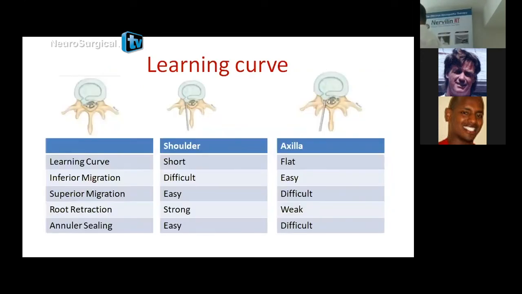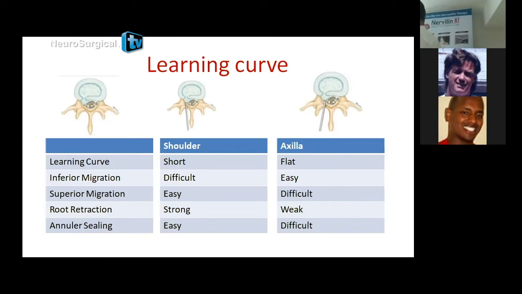Learning curve is short for shoulder. For axilla, it is flat. Inferior migration is difficult in shoulder, but easier in axilla. You can imagine, you can see the fragment if it is down migrated. Superior migration is easy in shoulder. I have never seen superior migration in axilla, but it's difficult. Root retraction is strong in shoulder. There is no root retraction in axilla. You can just take the sequestrated fragment.